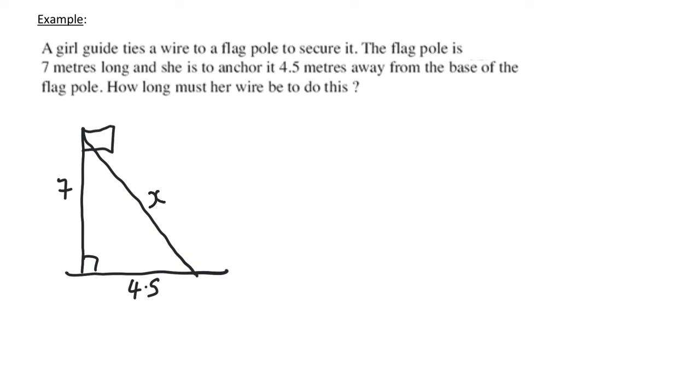So we've got a right angle triangle. So the flagpole should be perpendicular to the ground. So the hypotenuse, so the one opposite the right angle, is going to be C, and the other two sides are going to be A and B. So we've got A squared plus B squared is C squared. We can substitute in our values. So A is 7 squared plus 4.5 squared equals x squared.